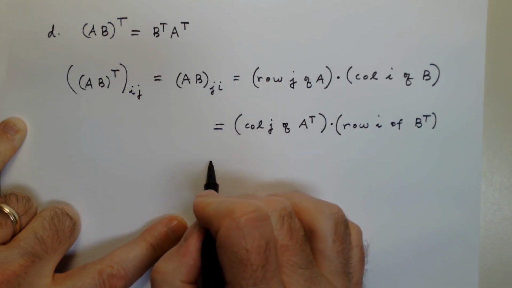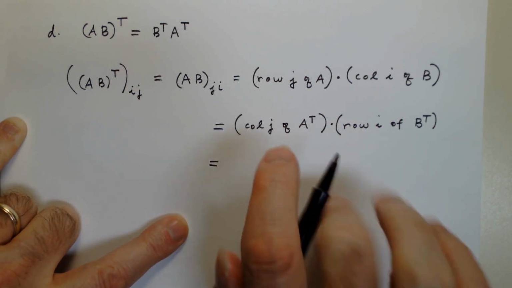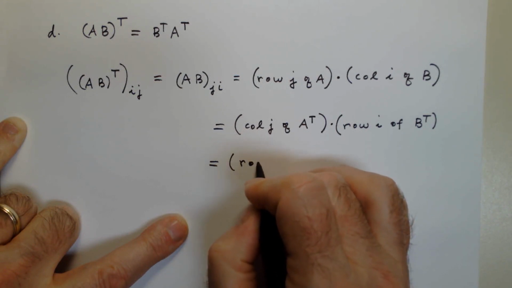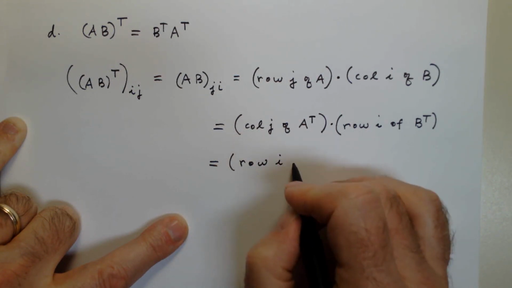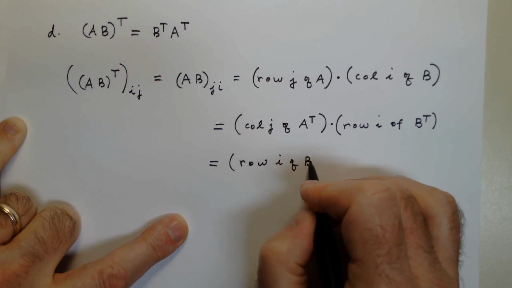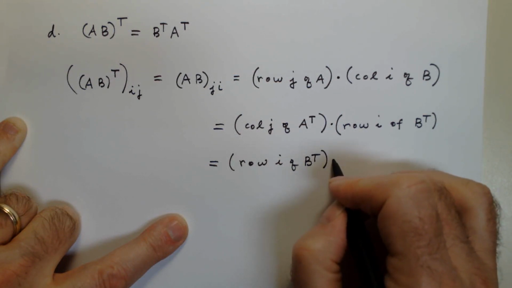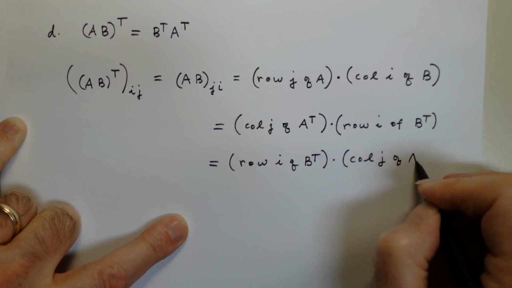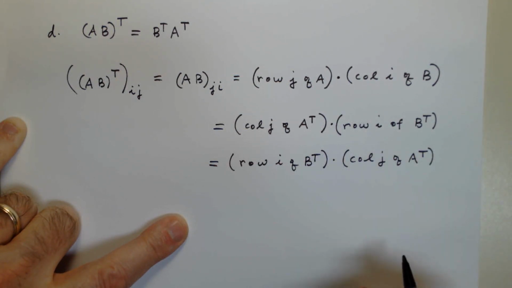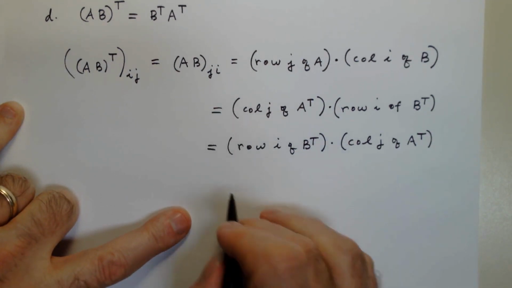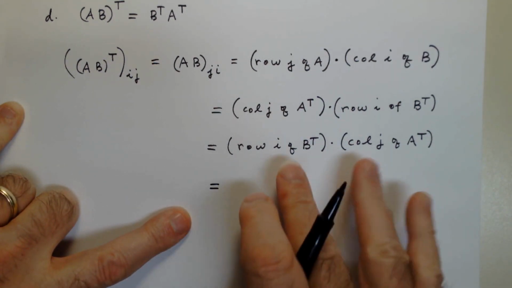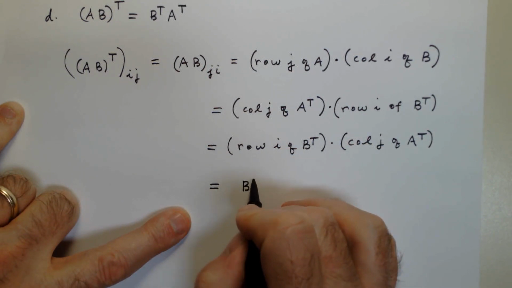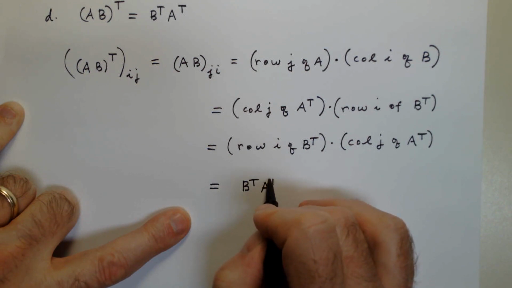Now we know that the dot product is commutative, and so I'm just going to reverse the roles of these. You'll see why. I think it looks nicer if I put row i here. I'm going to do row i of B transpose times column j of A transpose. That's that dot product. And now when I step back and look at this, this looks like the ij element of the matrix B transpose times A transpose.